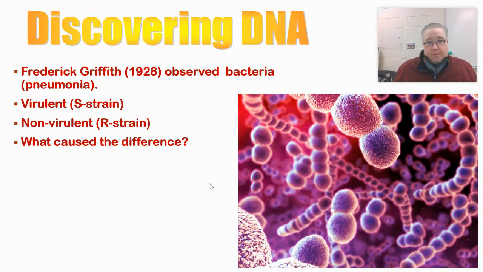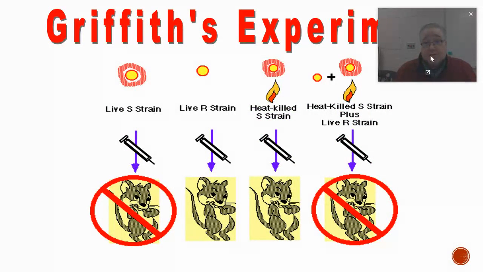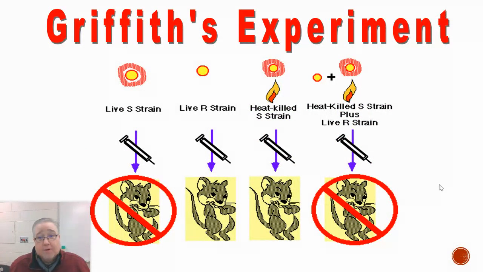So the big thing with Griffith was he didn't really quite understand why this was. Why was it that one type of pneumonia bacteria caused disease and the other type did not? So he set up an experiment to try to figure out what was happening here. There are four different trials of this experiment. I'm going to go through this one at a time with you, and by the end, hopefully, we'll get an understanding of what's going on.